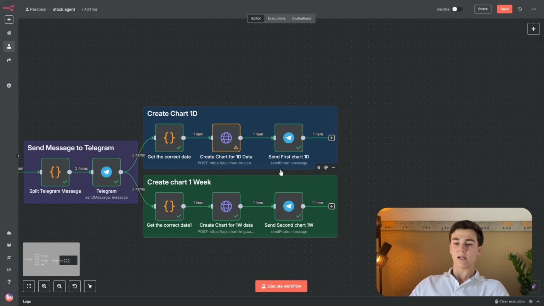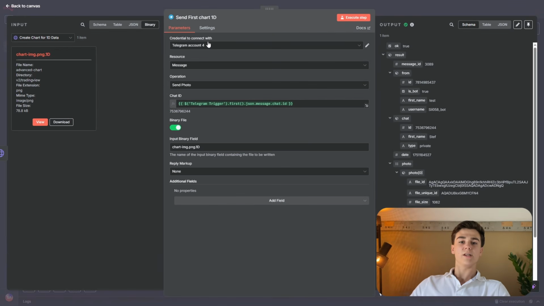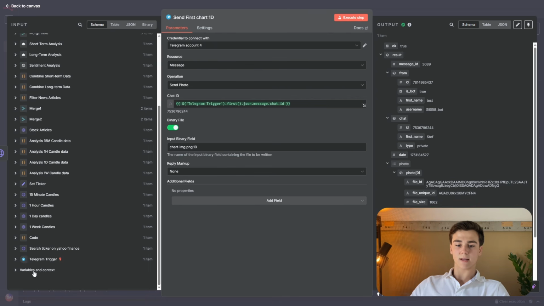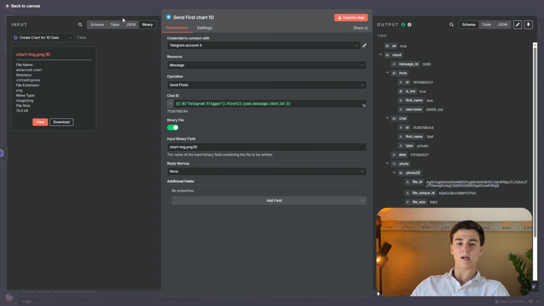So I will add a send photo message Telegram. So you'll first add your credential. Resource will be on message, and then the operation will be on send photo because we want to send a photo. And the chat ID will be the chat ID that we have also found in here. So scroll all the way back down in your Telegram trigger and then drag your chat ID in here. After you've entered your chat ID, you will turn on binary file because we want to send a binary file in here.